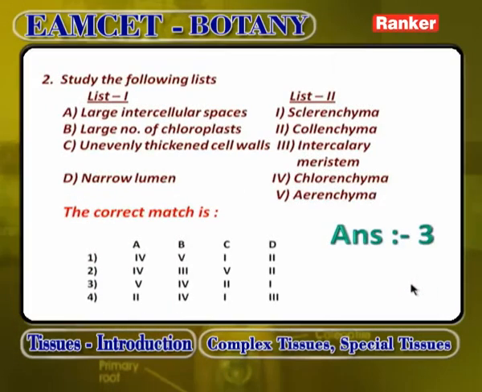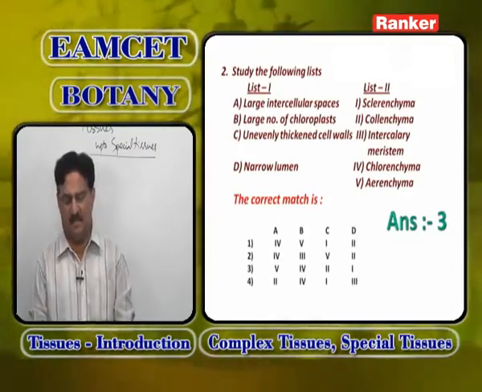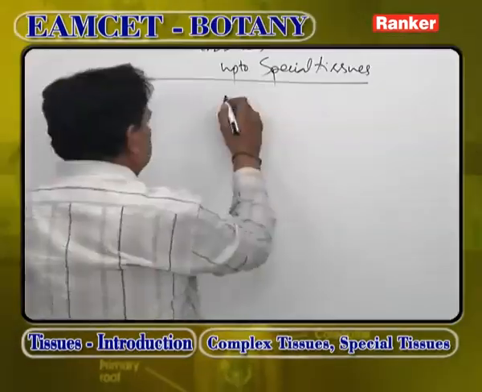Next, a matching. Study the following list: large intercellular spaces, large number of chloroplasts, unevenly thickened cell walls, narrow lumen. The options are sclerenchyma, collenchyma, intercalary meristem, chlorenchyma and aerenchyma. A, large intercellular spaces, means aerenchyma.